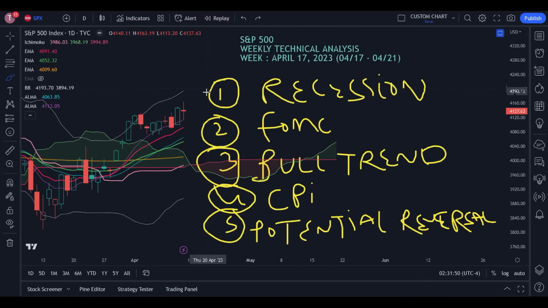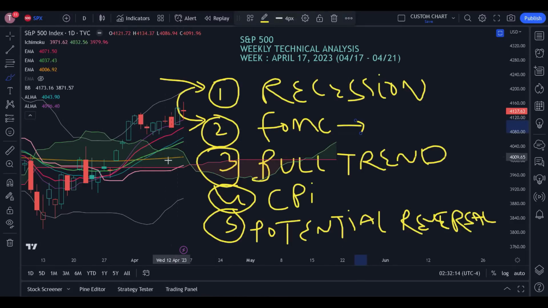Guys, the key points of this S&P 500 weekly technical analysis are: number one, the recession, and this recession was further confirmed by the FOMC minutes of the meeting. We will analyze the FOMC minutes. Then the bull trend. We will see how the technicals are aligned to this bull trend, and for how long the technical indicators are going to support this short-term bull trend. Remember, this is the short-term bull trend, not the long-term bull trend.